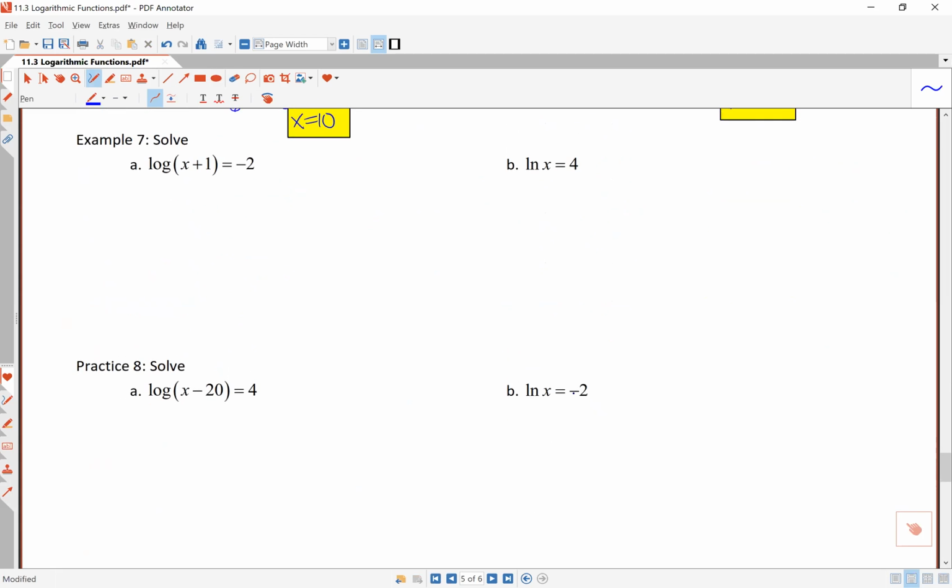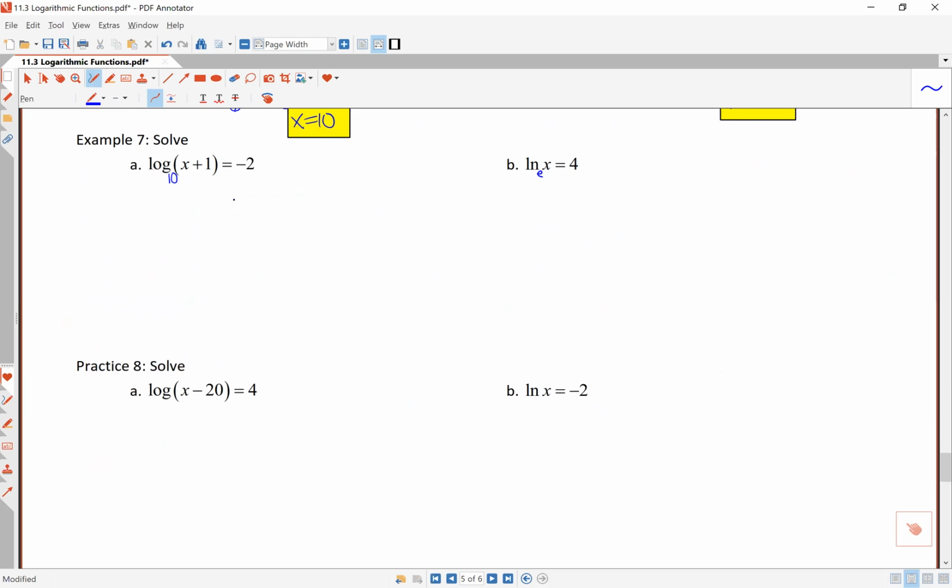Example 7, solve these common and natural log problems. So it's a little bit weird at first to see the base omitted, but whenever there's a missing base on the log, you write 10. If there's a missing base on the natural log, you write base e.